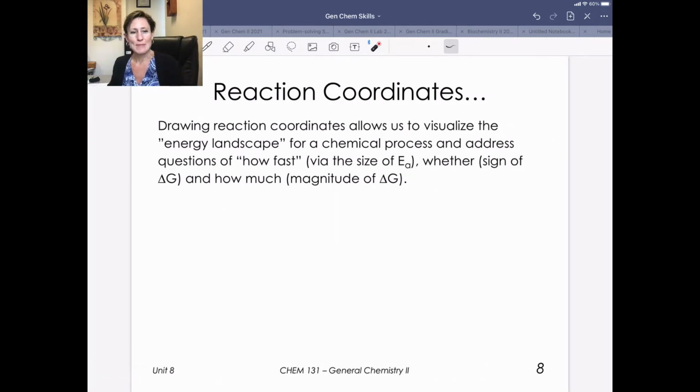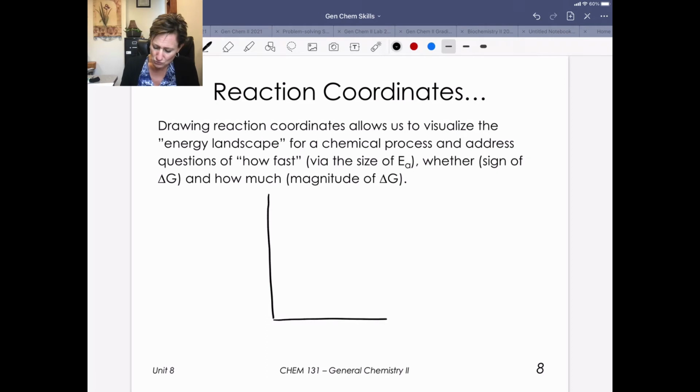big picture to think about here is revisiting reaction coordinates. Because reaction coordinates, even though we drew them before with delta H, it's really better to think about them in terms of free energy, because the spontaneity of a process really is more than just the enthalpy contribution. Entropy is an important part too, and delta G really allows us to think about both of those. So we still need to be able to think about how to draw a reaction coordinate here.